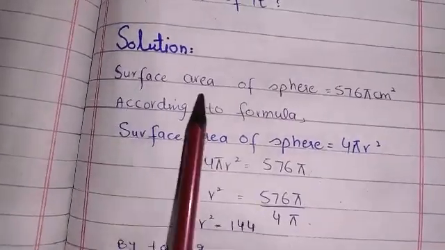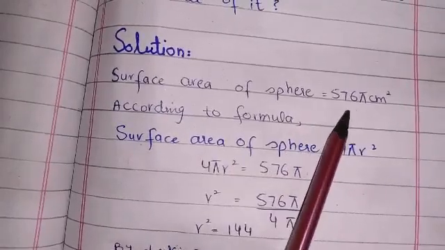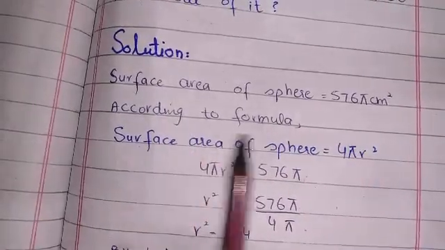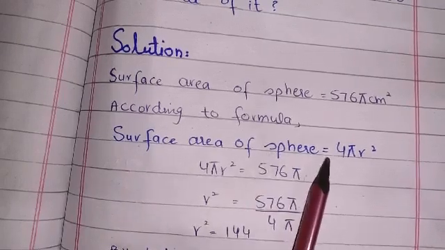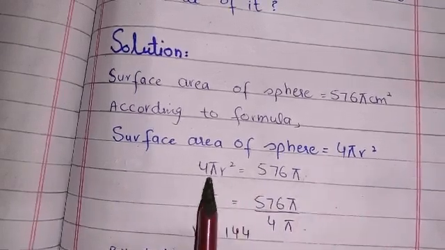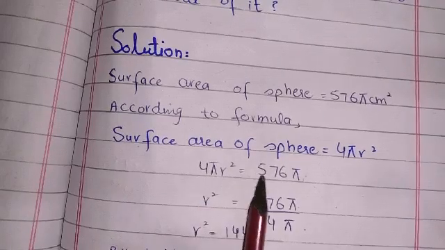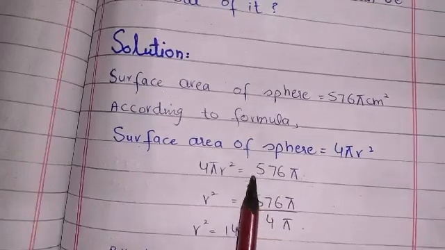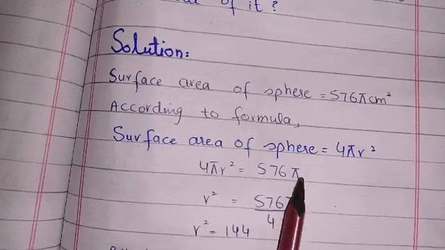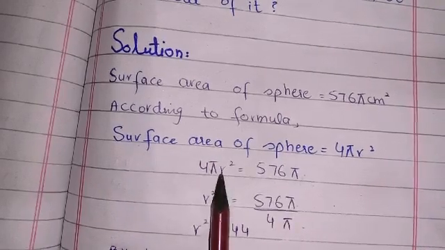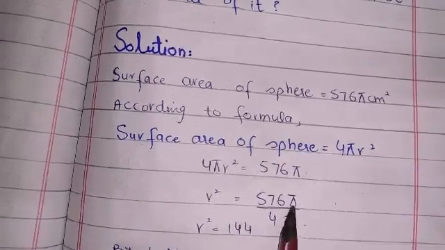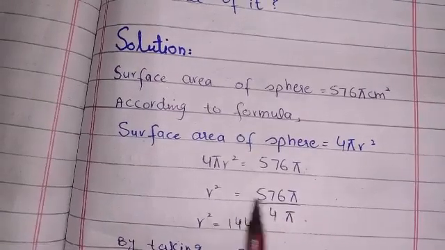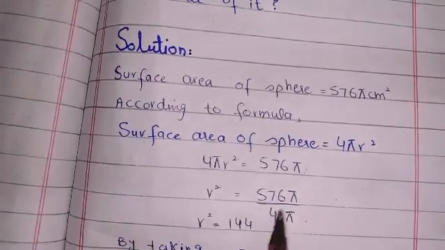Here is our solution. Surface area of sphere is equal to 576 pi centimeter square. According to the formula, you all know that the surface area of a sphere is equal to 4 pi r square. As you can see, 4 pi r square is equal to 576 pi, because this is the surface area of the sphere. Now students, we have to find the value of r. Then 4 pi is multiplying with r square, so on the other hand, it will divide 576 pi. Now students, we will write r square is equal to 576 pi over 4 pi.